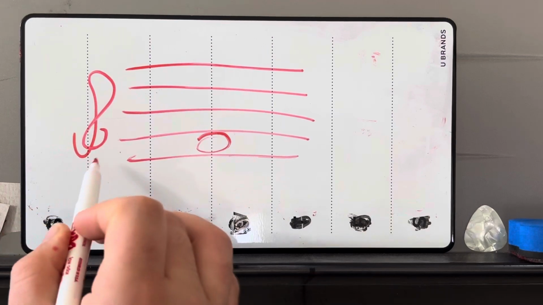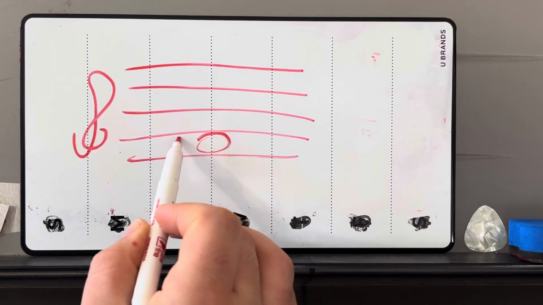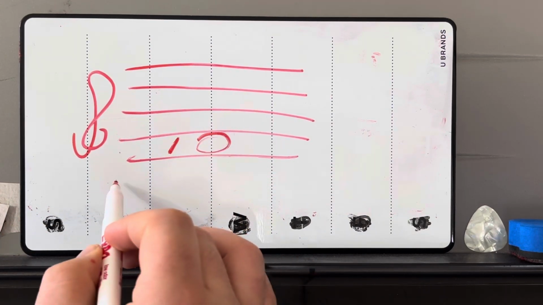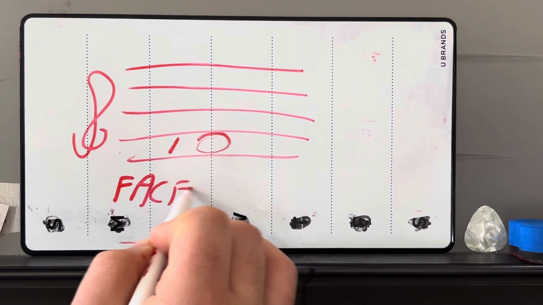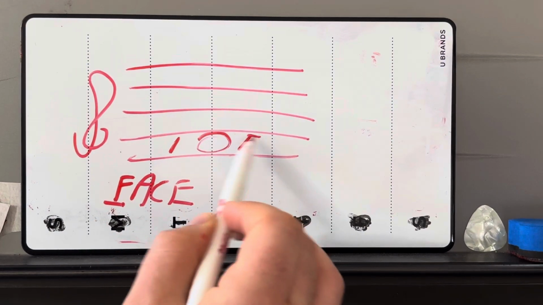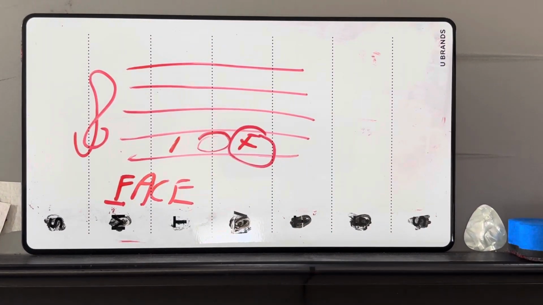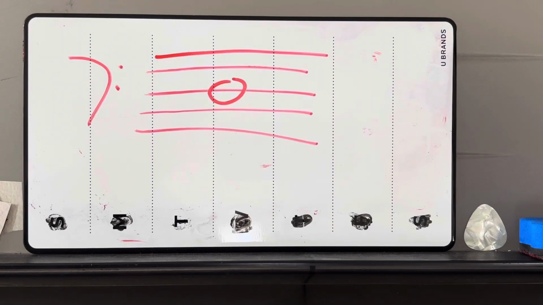It is treble clef. It's on the first space in the treble clef, so since it's a space, we're gonna use face, and the first letter in face is F, so this is an F. Here comes question 2. Okay, here's question 2.